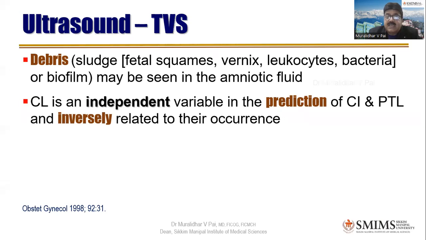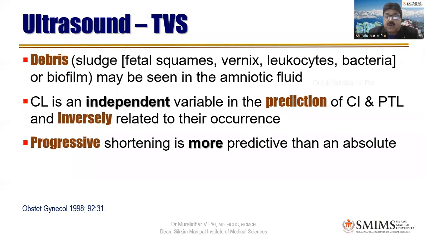Cervical length is an independent variable in the prediction of cervical insufficiency and preterm labor, and inversely related to their occurrence. So cervical length is a very, very important factor. Progressive shortening is more predictive than an absolute value. That's exactly why we say serial ultrasound should be done. I'm going to explain that in detail: how frequently, when to start, what is the normal shortening of the cervix, what is the abnormal shortening of the cervix, everything I'm going to tell.